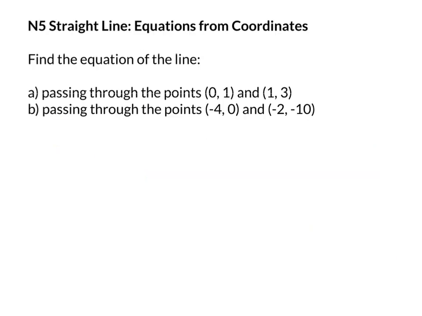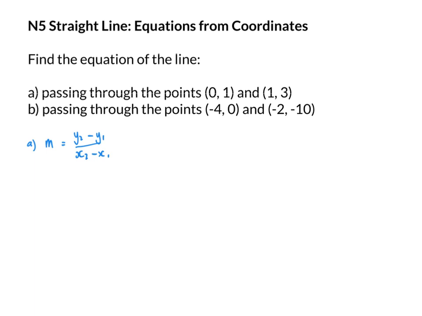Two more questions. Find the equation of the line passing through the points (0, 1) and (1, 3). So this is different from the one before. We have not been told our gradient. We have to figure out the gradient for ourselves. The gradient can be found from the difference in your y coordinates divided by the difference in your x coordinates.